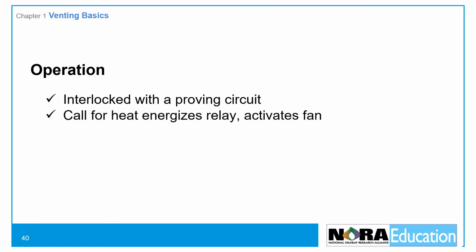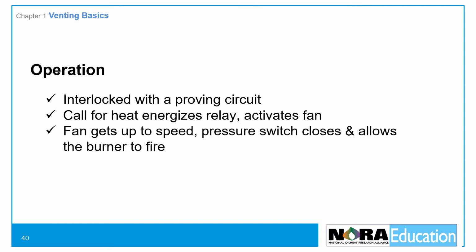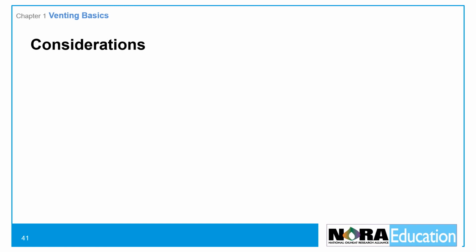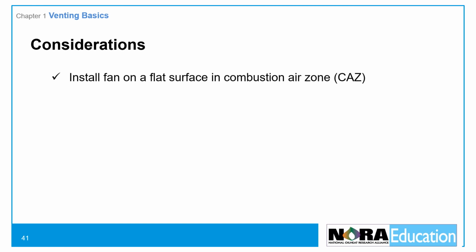Upon a call for heat, a relay is energized, which activates the fan. Once the fan is up to speed, an internal air pressure switch closes, completing a circuit and allowing the burner to fire. Once the call for heat has been satisfied, the fan and burner shut off, unless the fan has a post-purge cycle, in which case the burner shuts off and the fan continues to operate for a period of time.